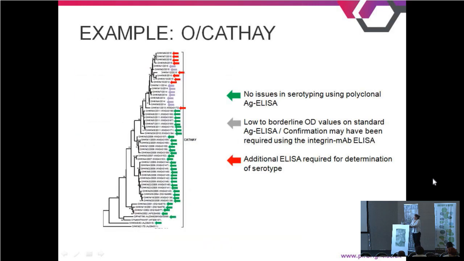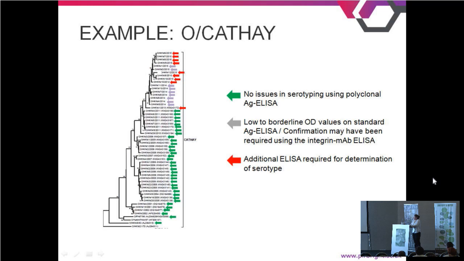And the starkest example is the O-Cathay, and you can see it here, where up until about 2013-14, everything was okay. The antigen ELISA was detecting the samples, no problem. And then after 2013-14 onwards, we started seeing quite a decrease in the OD values on the antigen ELISA.